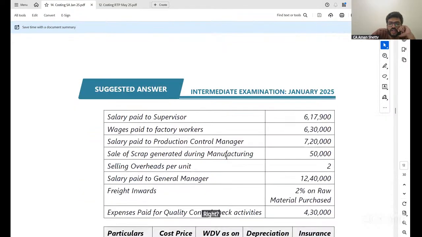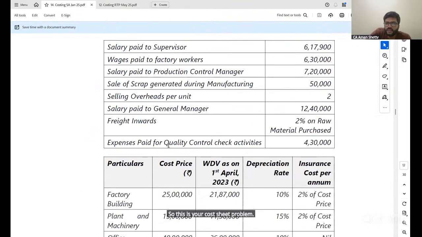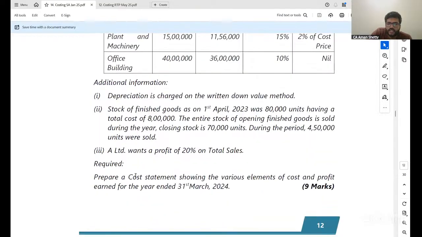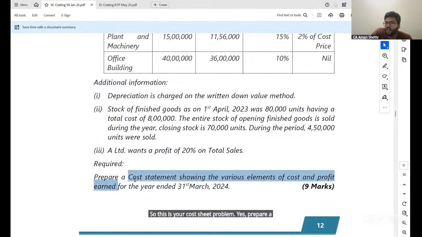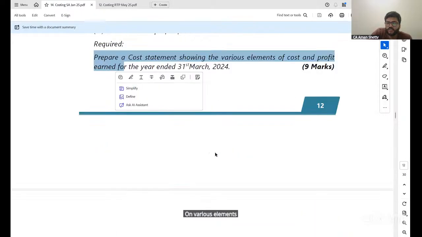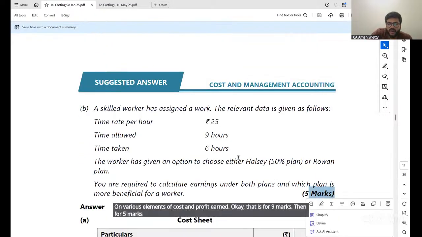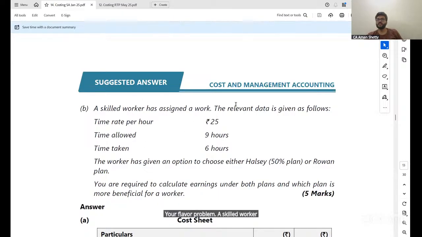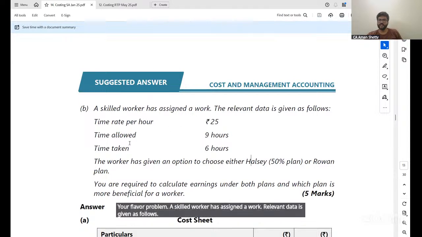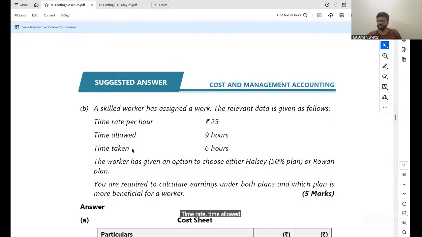So this is your cost sheet problem. Prepare a statement of cost sheet showing various elements of cost and profit earned. That is for 9 marks. Then for 5 marks they've asked your labor problem. A skilled worker has been assigned a work. Relevant data is given as follows. Time rate, time allowed, time taken is given. Time saved you can compute.